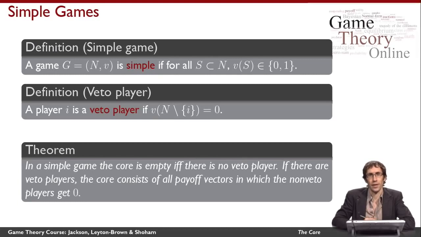On the other hand, if there are veto players, the core consists of all of those payoff vectors where the non-veto players get 0 and the payoff is divided among the veto players. And again, we saw that in our voting game example, where we had the 80% majority required, where A and B were both veto players.